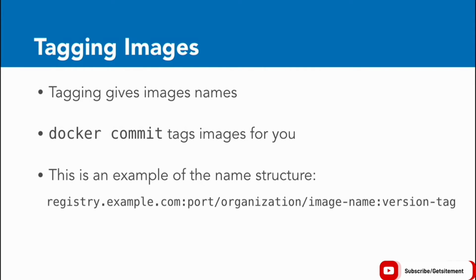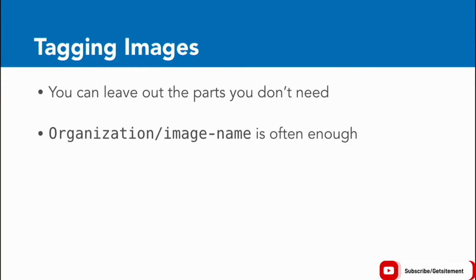You can leave out the part you don't need. Usually the organization or the name is enough when you're tagging your images, unless you are using a custom repo with a custom port, or you have a version tag. The images come from the docker pull, which is run automatically for you by docker run.